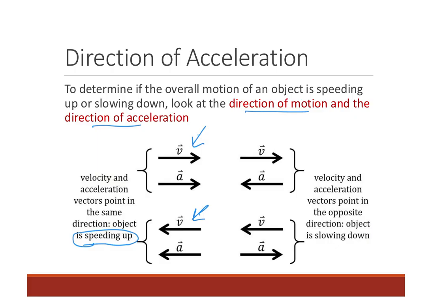And if they're pointing in opposite directions, that is a clue that the object is slowing down. Again, it doesn't matter whether the velocity is pointing right or left or the acceleration is pointing right or left. The key thing is that they are pointing in opposite directions, and that's the clue that this object in motion is actually slowing down.